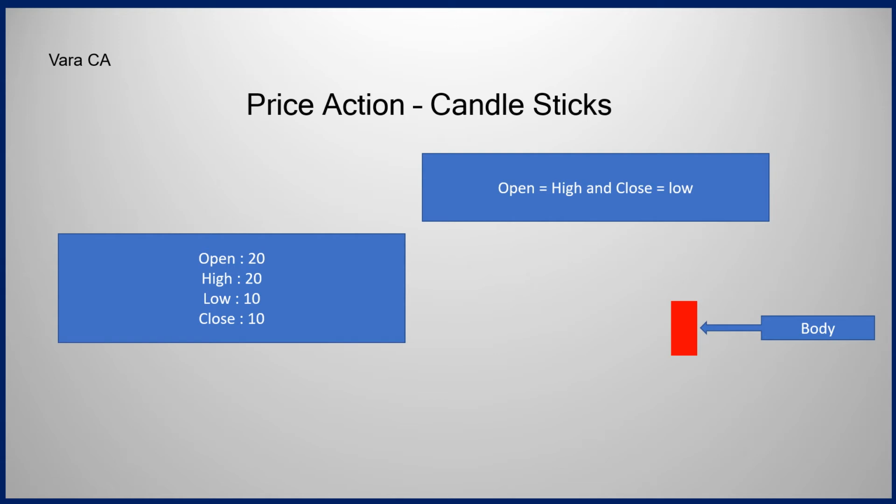Okay, in this case, open is equal to high, close is equal to low, and this is how it gets plotted. High and open here, close and low at the bottom. You can see a red body, a bearish one.